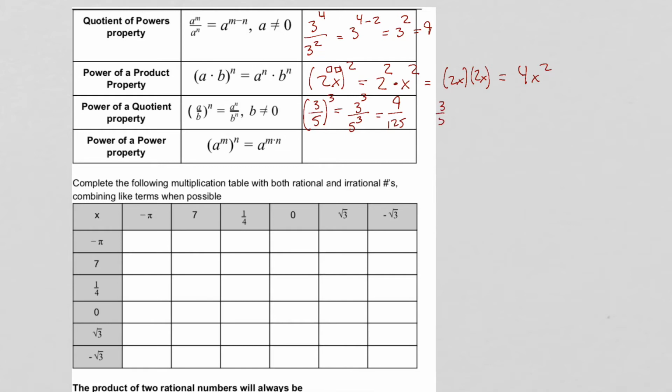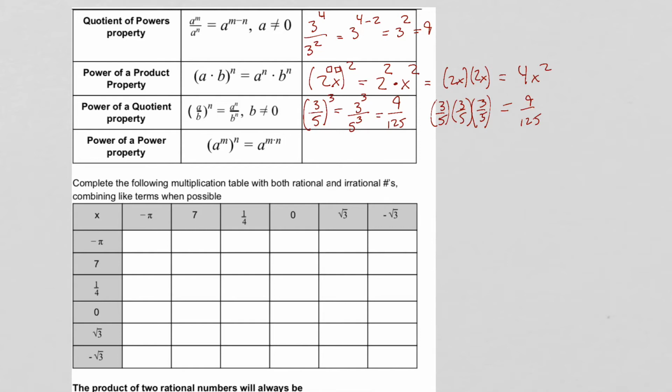It's also the same as this, right? 3/5 times 3/5 times 3/5, and you get the same thing. But you'll see how these various rules help us solve some of these things quickly without having to write them all out.